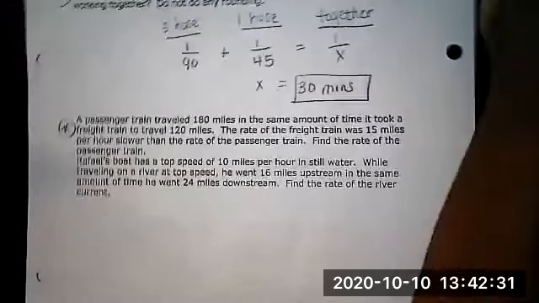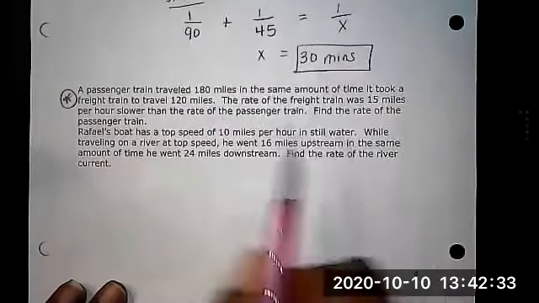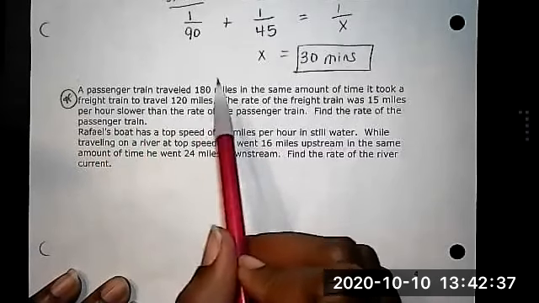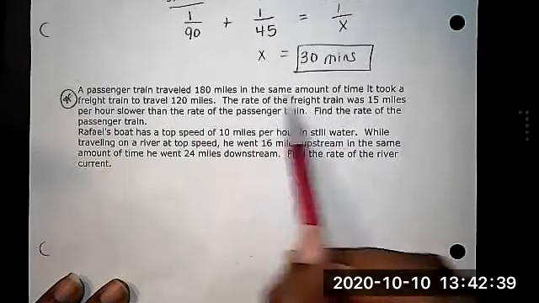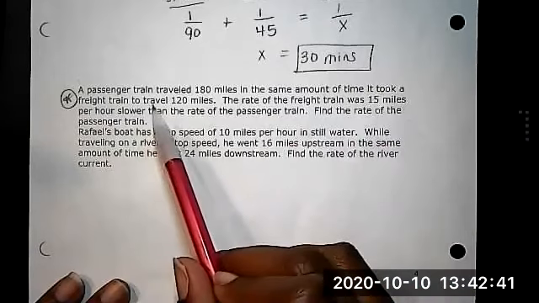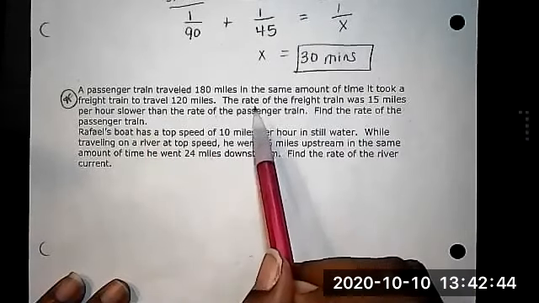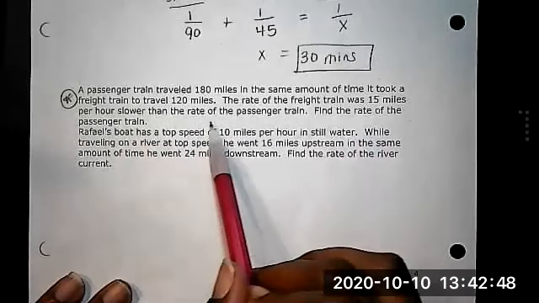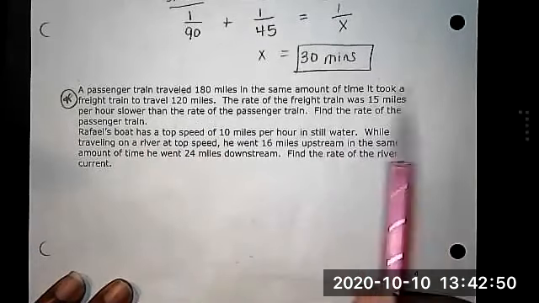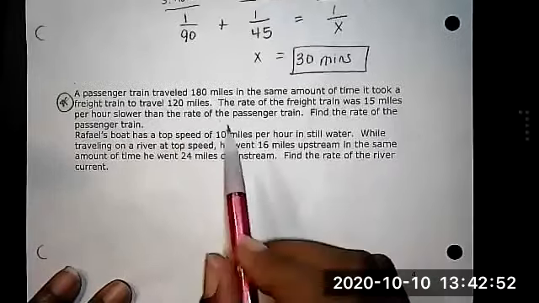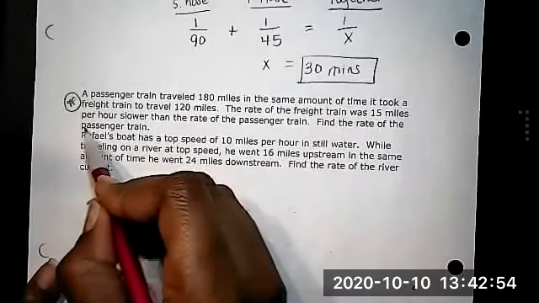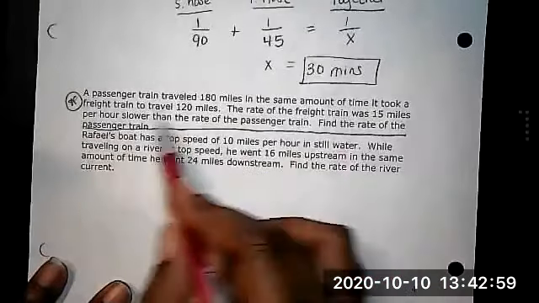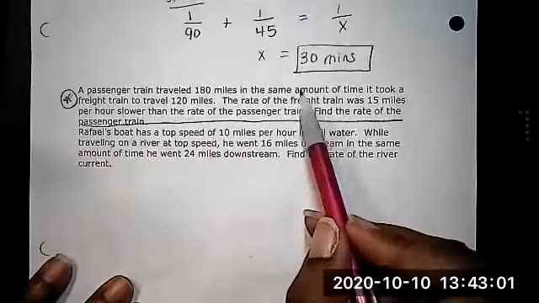Okay? All right. So there are actually two different problems going on here. The first one says, a passenger train traveled 180 miles in the same amount of time it took a freight train to do 120 miles. The rate of the freight train was 15 miles per hour slower than the rate of the passenger train. Find the rate of the passenger train. Now, I'm going to leave the other one out for now. This problem up top is the one we're working on.